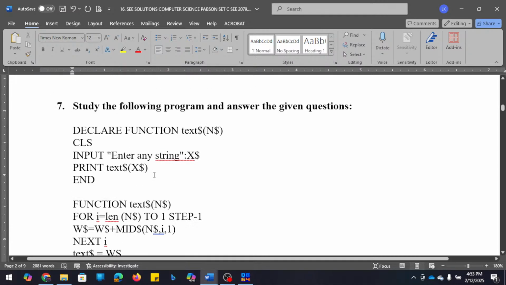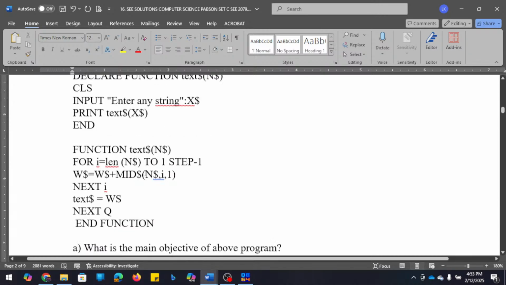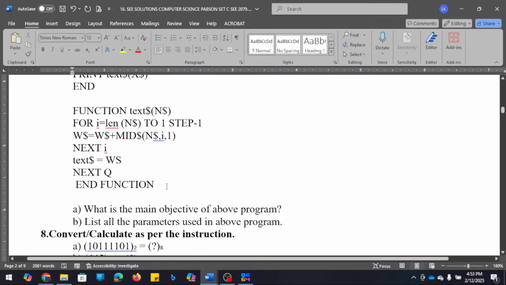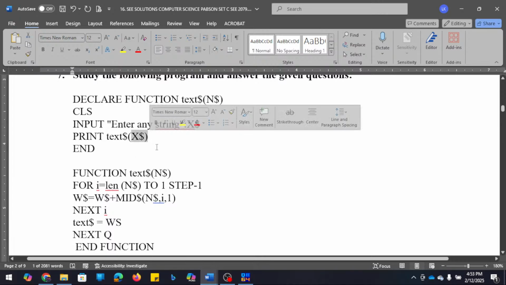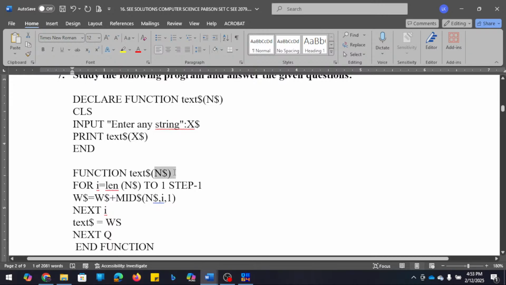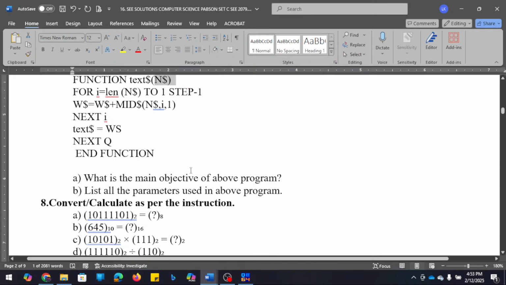Next is: answer the given questions. What is the main objective of our program? So what is the main objective here? Len to 1 step minus 1. So it is reversing the string. Yes, and that is the objective. List all parameters used in our program. So what are the parameters? This is the real parameter, yes, $, and next is the n dollar formal parameter. So these are the parameters we have used.